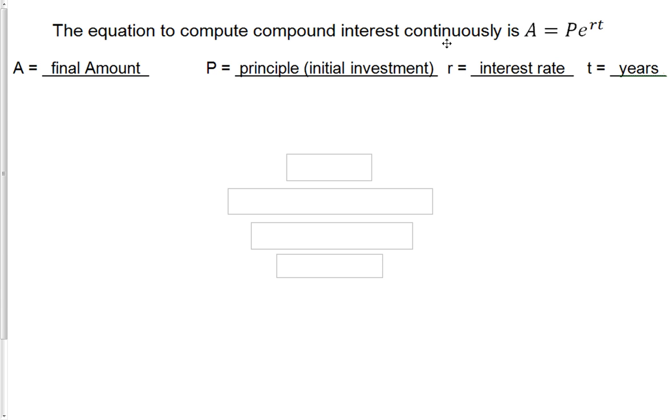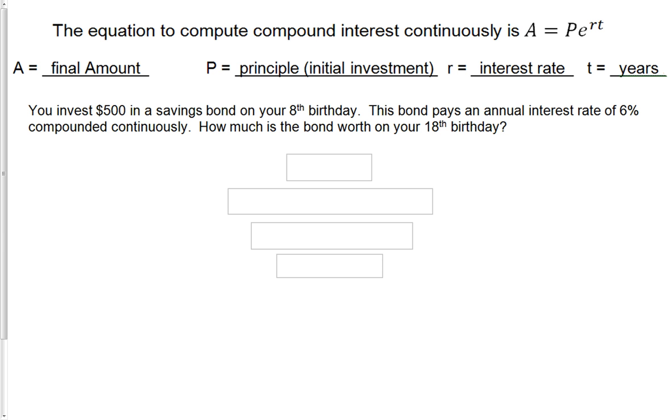Next example, we're going to use a different equation, a similar equation, but slightly different one to compute compound interest. And instead of compounding 4 times a year or 12 times a year, it's compounding all the time in this problem. So in this example, you invest $500 in a savings bond on your 8th birthday, same as before. This bond pays an annual interest rate of 6%. Again, nothing changes, except this time it says it's compounded continuously. How much is the bond worth on your 18th birthday?